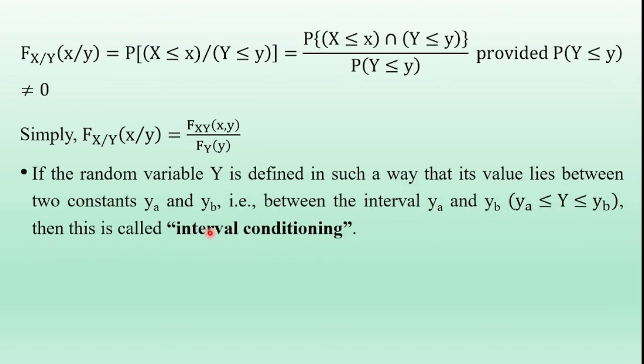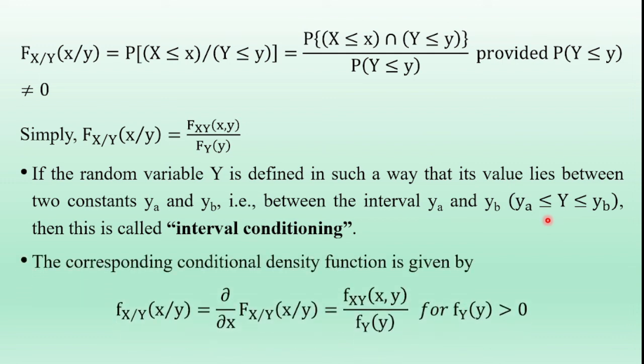If the random variable y is defined in such a way that its value lies between two constants ya and yb, that is, in the interval ya less than or equal to y less than or equal to yb, this is called interval conditioning. The previous one is point conditioning, and this is interval conditioning. What is interval conditioning? The random variable y is defined between two constants, that is, ya to yb.